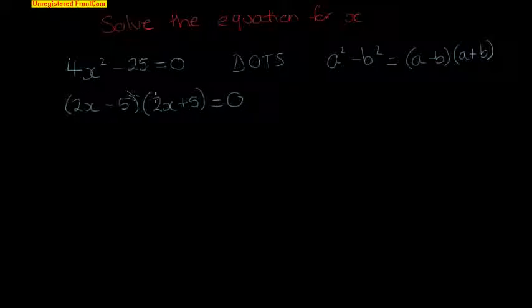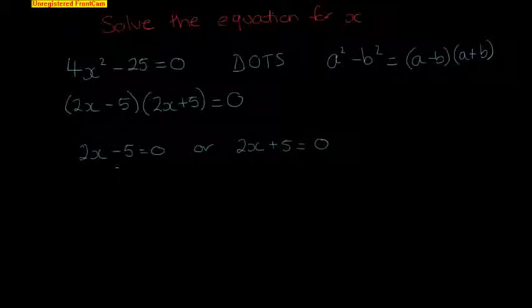So we've got our two possible terms here, and for this equation to be true, either this has to equal 0 or this has to equal 0, which is the null factor law. So we've got 2x minus 5 is equal to 0, or 2x plus 5 is equal to 0. So we need to rearrange these to find x.